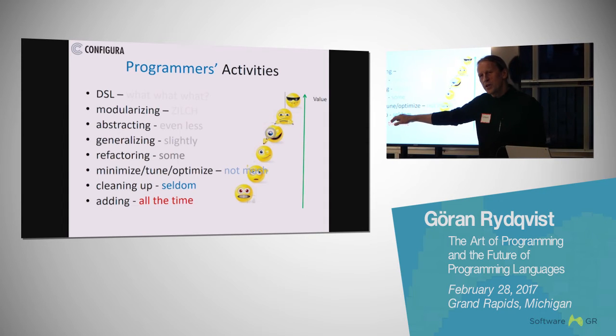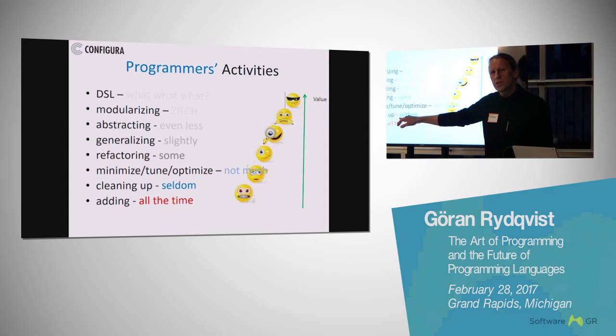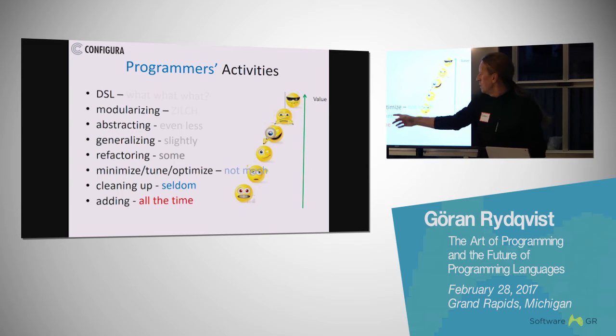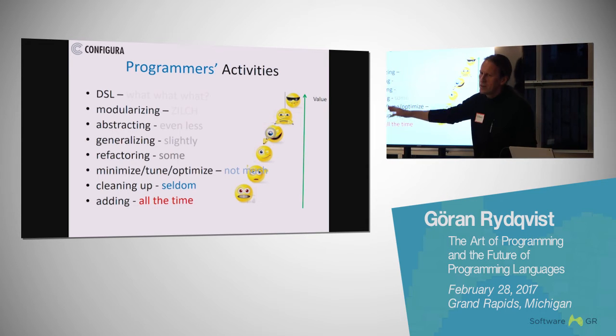Do you ever go over the code and clean it up? Do you clean up the code before you do the fix? Do you minimize, tune, optimize? Do you think about what happens if I throw out 10,000 objects? Going up the value chain here is less and less.